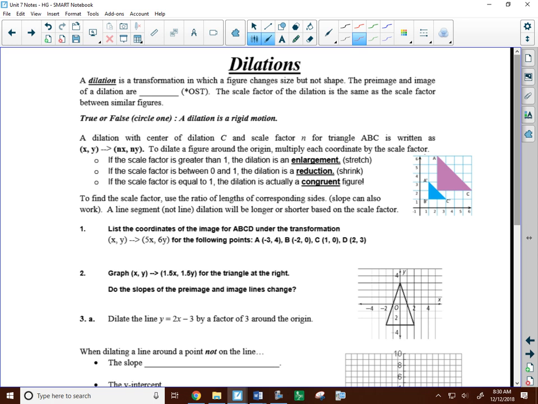Dilations. So this is an important one. They're all important, but I think this is the one that changes translation, reflection, rotation. I mean, they're all different, but this one changes size. And so this one, I think, is slightly more important.